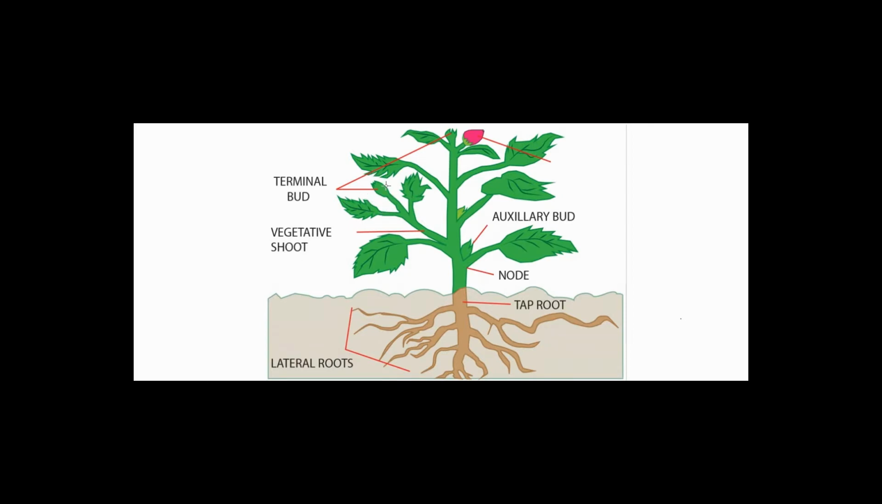On this particular area, this growing portion of the plant, this is what we call the terminal bud. It is called terminal because it is the extreme portion of the plant's growth. And we also have on this part the flower.